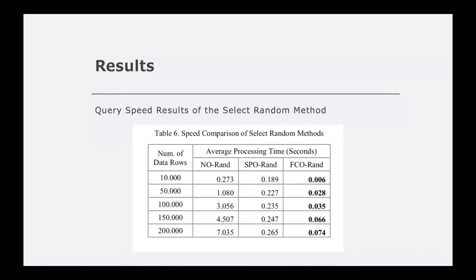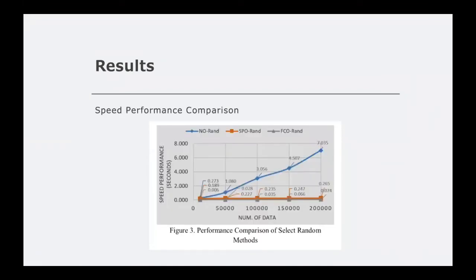Also, from this figure, we can see the actual performance comparison, where each of the lines corresponds to one of the methods. For example, the blue one, which was the standard SQL query, took more time than the other two, as we can see. The difference is quite clear.